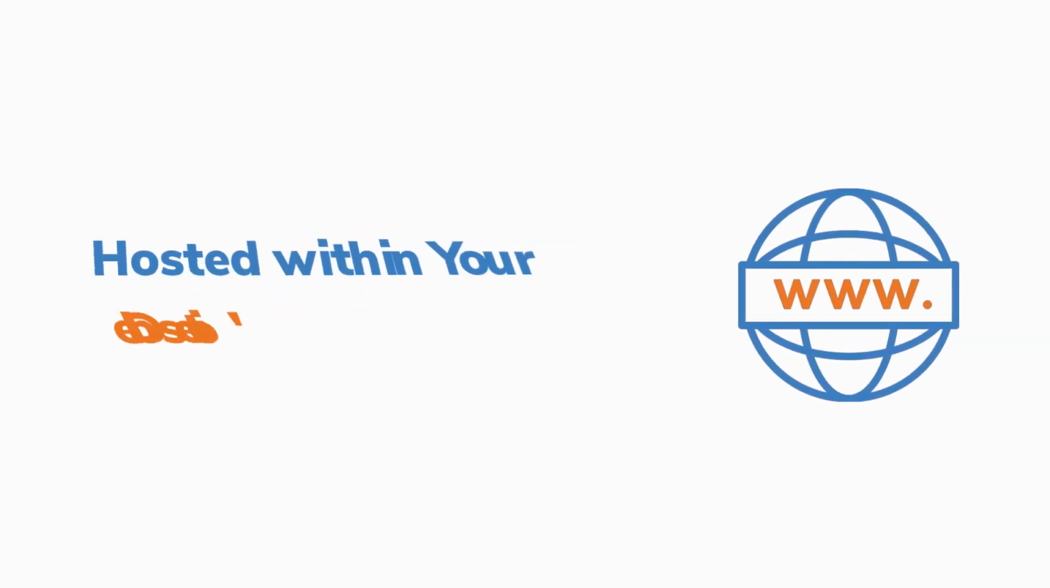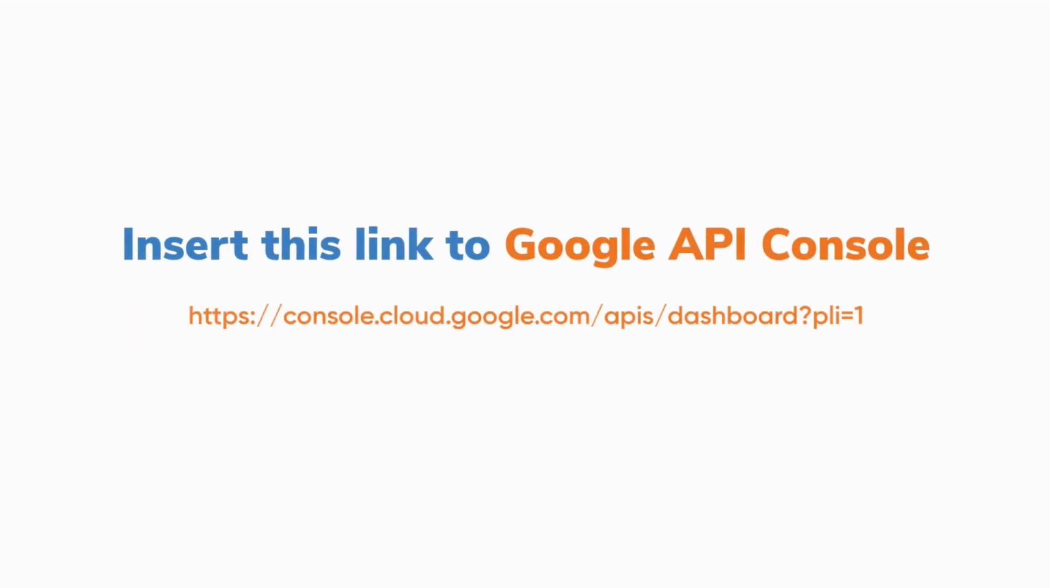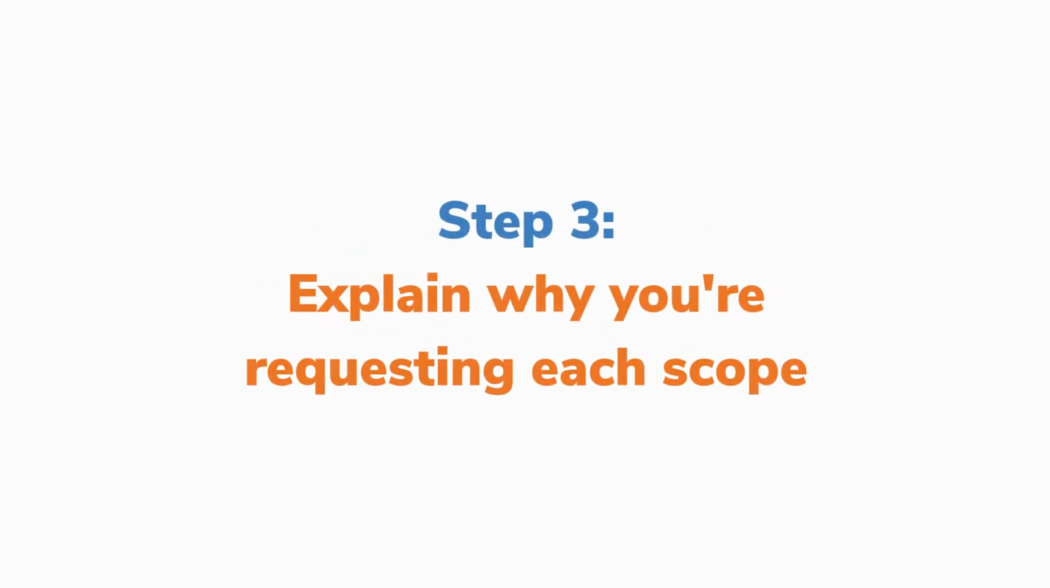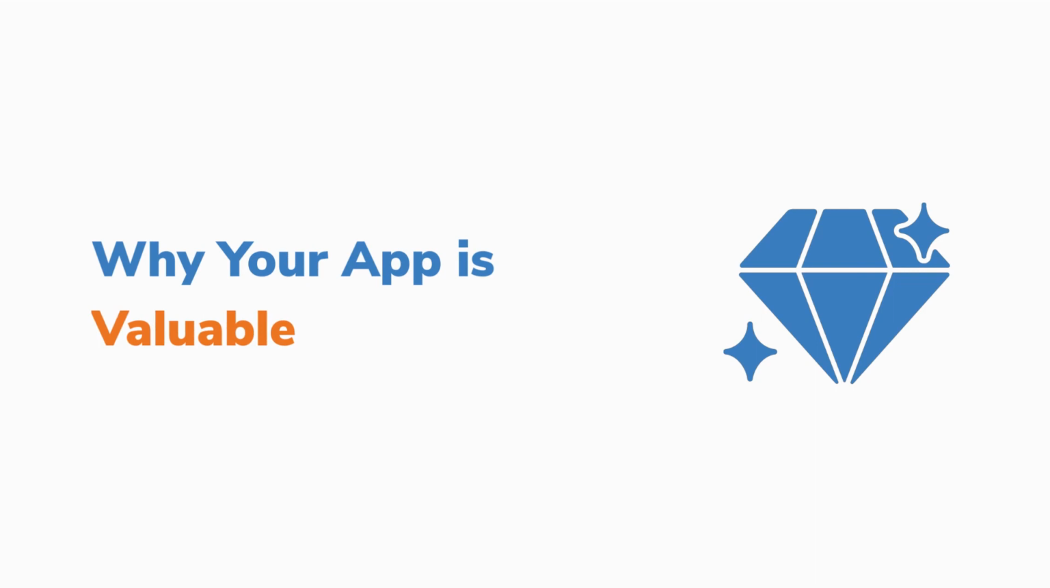Make sure it's hosted within your website's domain and linked to the OAuth consent screen on the Google API console. Insert this link to Google API console. Users need to see it, understand how their data is used, and feel safe in your hands. Step 3. Explain why you're requesting each scope. Be transparent and specify the reasons for your choices. Show the world why your app is valuable and trustworthy.